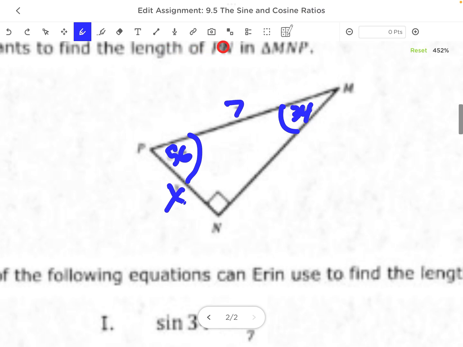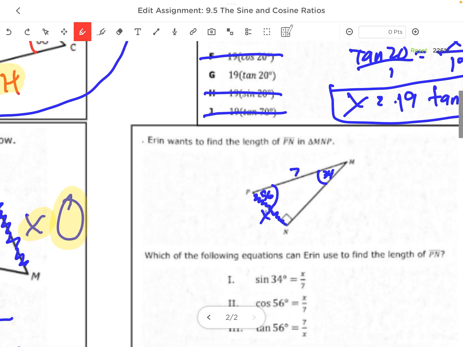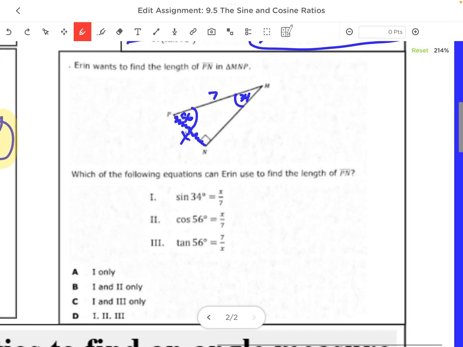So they want us to find PN. They want us to find this right here. Let's go ahead and label our sides. I'm just going to change colors real quick. First off, we know this is the hypotenuse, but we don't know which angle we're talking about. It says, which of the following equations can she use to find this? Well, let's go through these. It's asking which one of these: just 1, 1 and 2, 1 and 3, or 1, 2 and 3. So let's see if this is true or false.